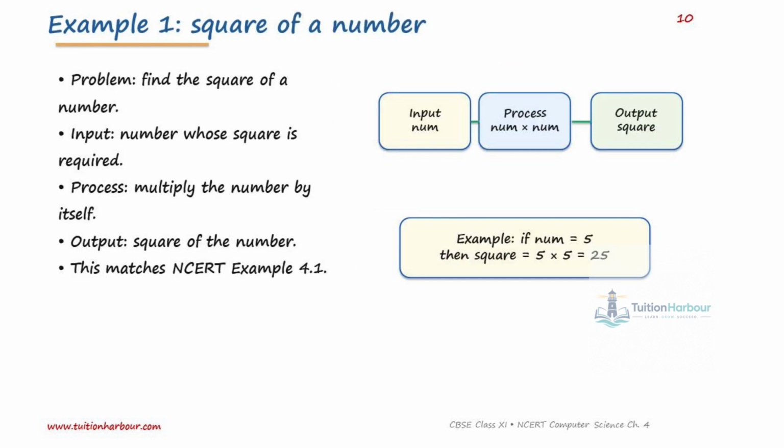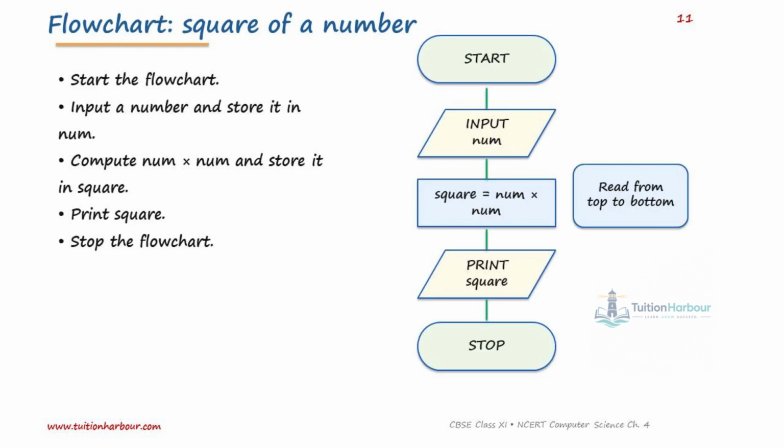For finding the square of a number, input is the number. Process is number times number. Output is the square. The square flowchart starts, inputs num, calculates square equals num times num, prints square and stops.